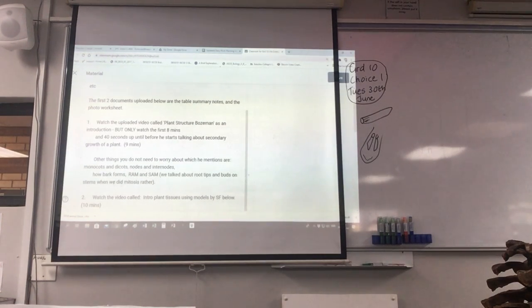I don't know why it does this. When I type it, it looks fine, and then I upload it, and then it's all like zigzag. Okay, so we don't need to worry about nodes and internodes, it's just interesting. He's talking about the root growing tip and the stem growing tip, the buds.